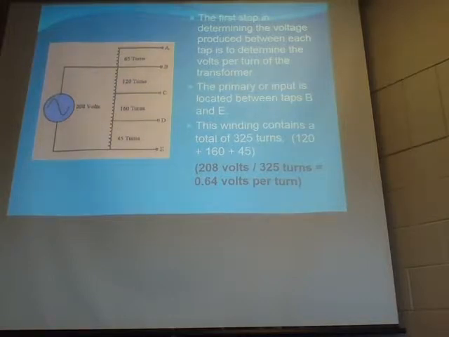The first step to determine the voltage produced between each tap is to determine the volts per turn of the transformer. The primary or input is located between taps B and E. This winding contains a total of 325 turns, so you add 120, 160, and 45. We get 208 volts over 325 turns, so the volts per turn is 0.64.